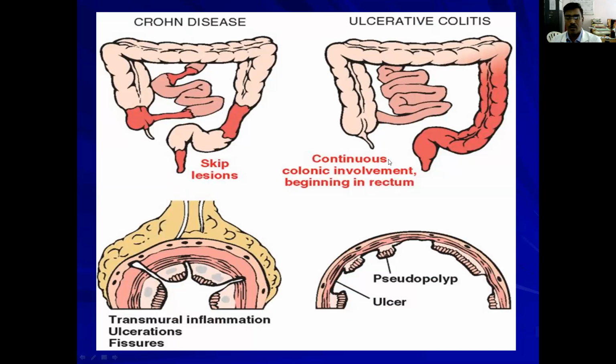When compared to the other inflammatory bowel disease, ulcerative colitis, the involvement is continuous colonic involvement beginning in the rectum. This is how we differentiate between Crohn's disease and ulcerative colitis. Moreover, in ulcerative colitis we have pseudopolyps and continuous ulcers, which are frequently seen in ulcerative colitis but lacking in Crohn's disease.